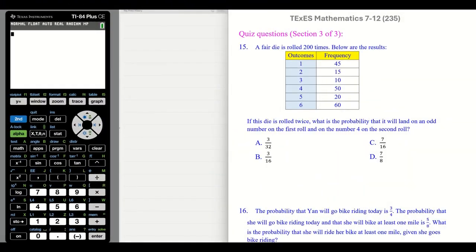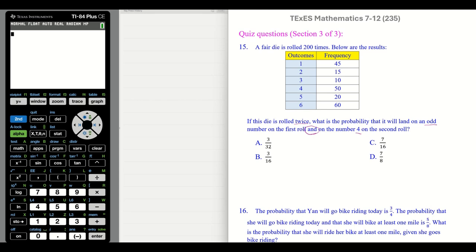Number 15. A fair die is rolled 200 times. Below are the results. They give us a frequency table for each outcome, 1 to 6, on a fair die. If this die is rolled twice, what is the probability that it will land on an odd number on the first roll and on the number 4 on the second roll?